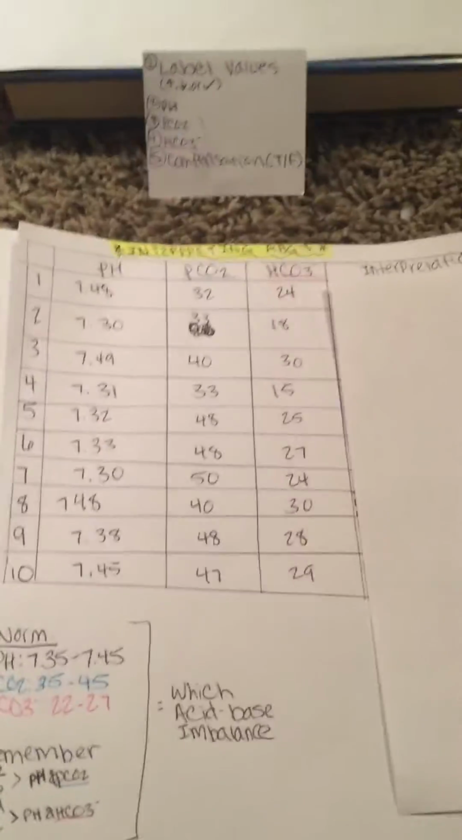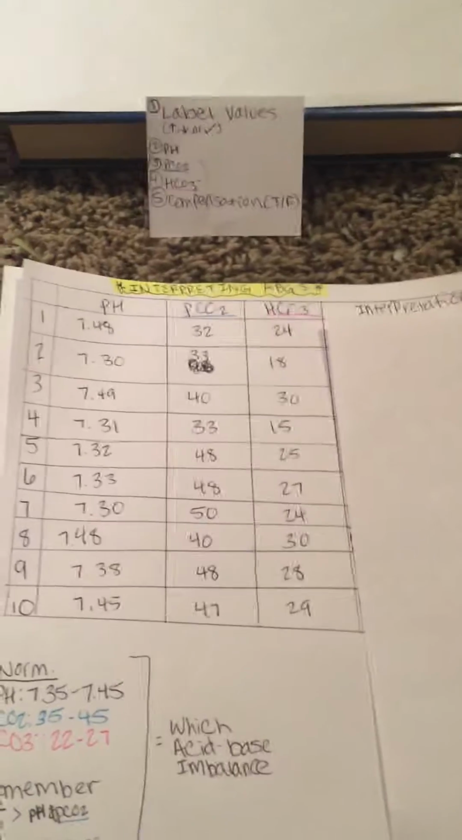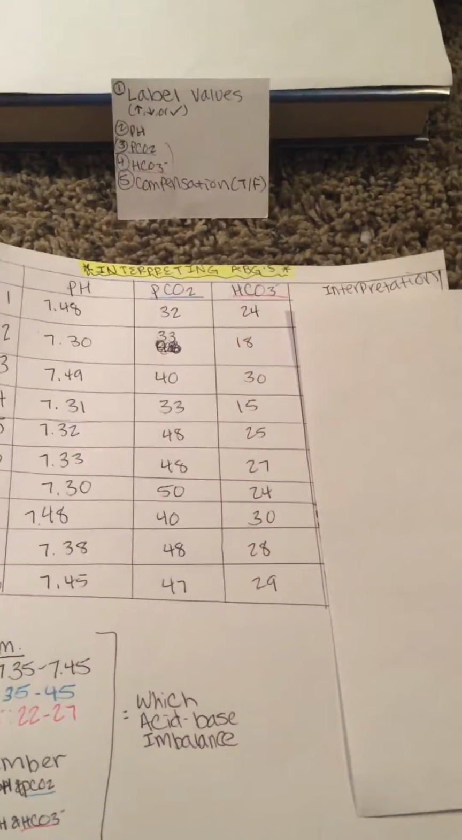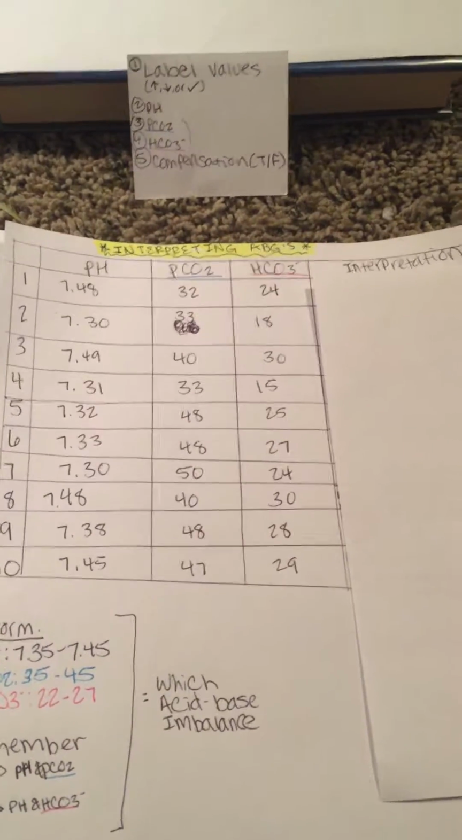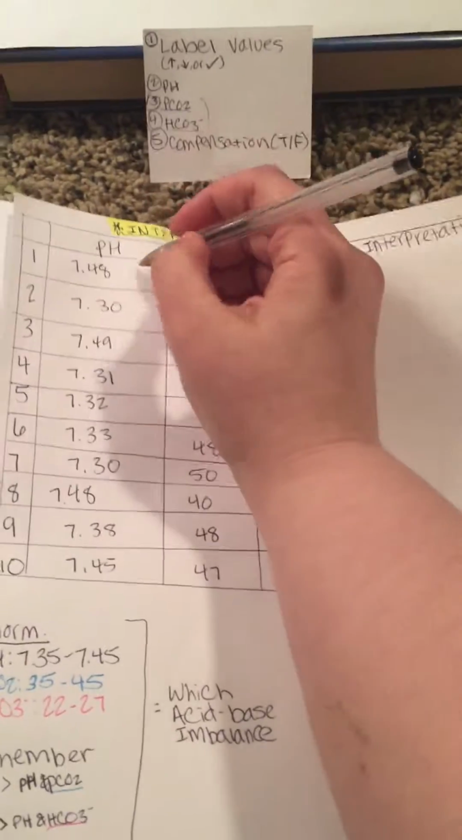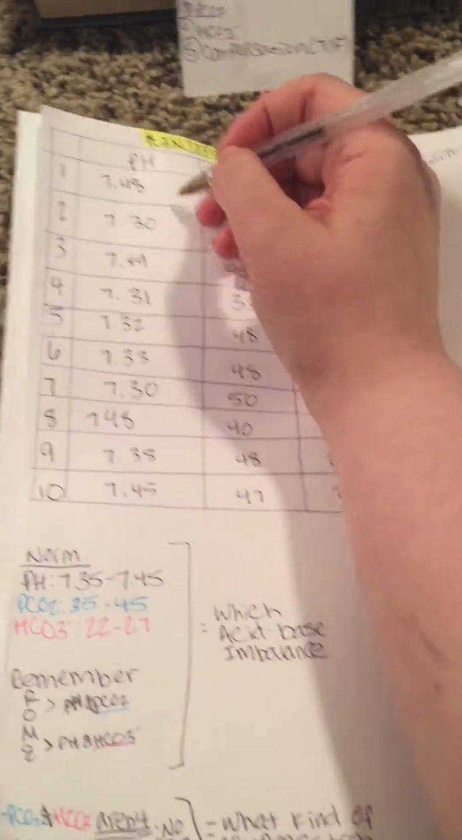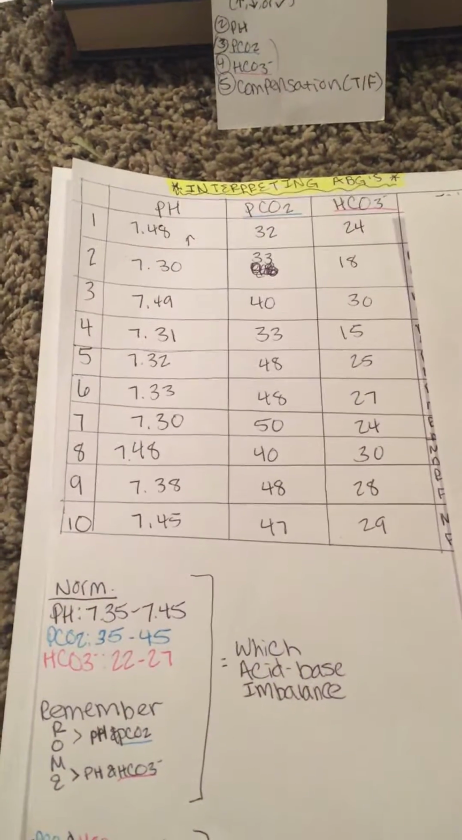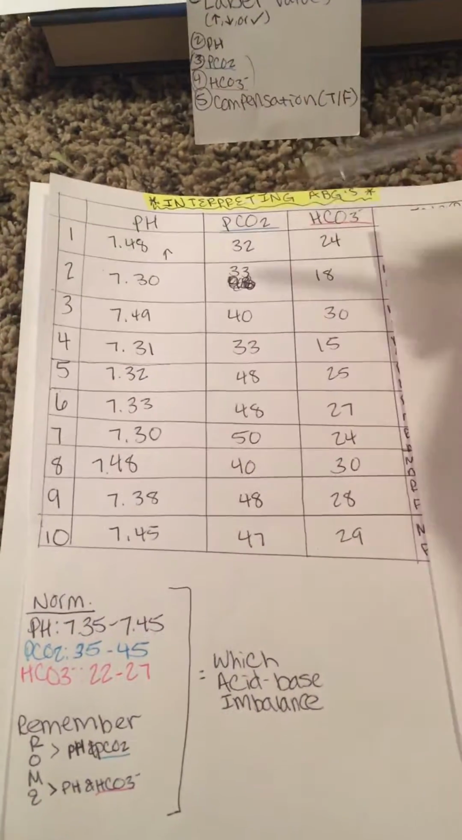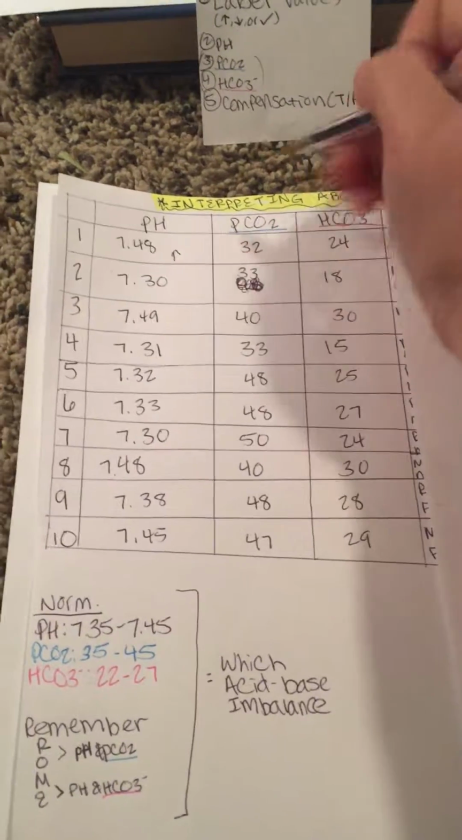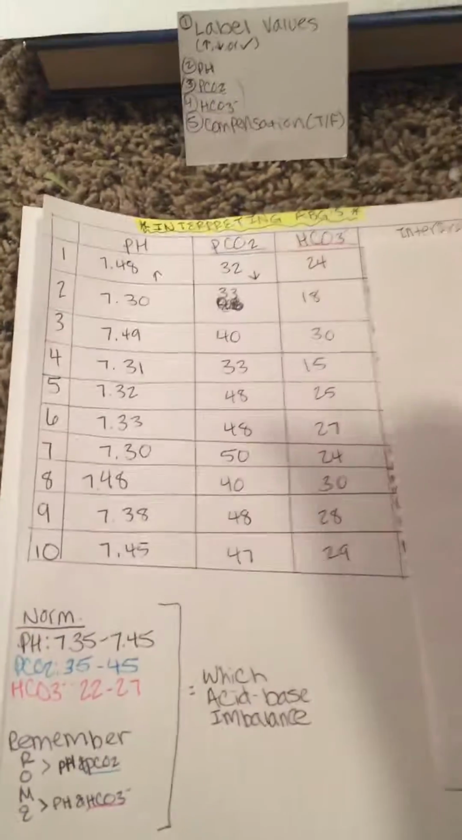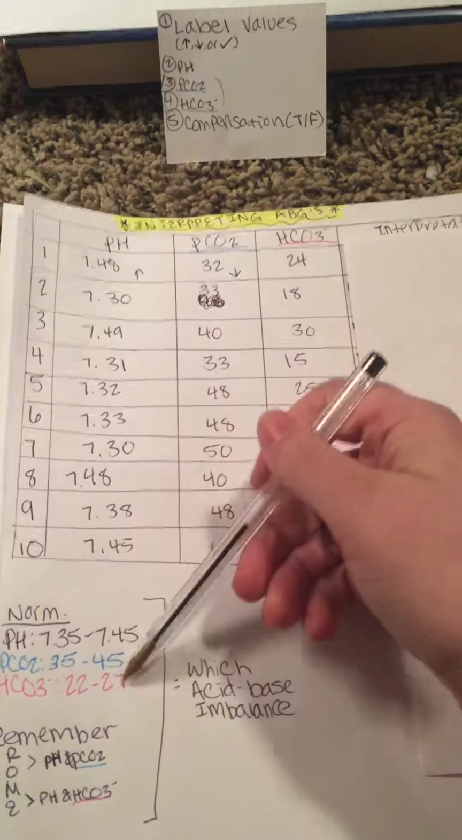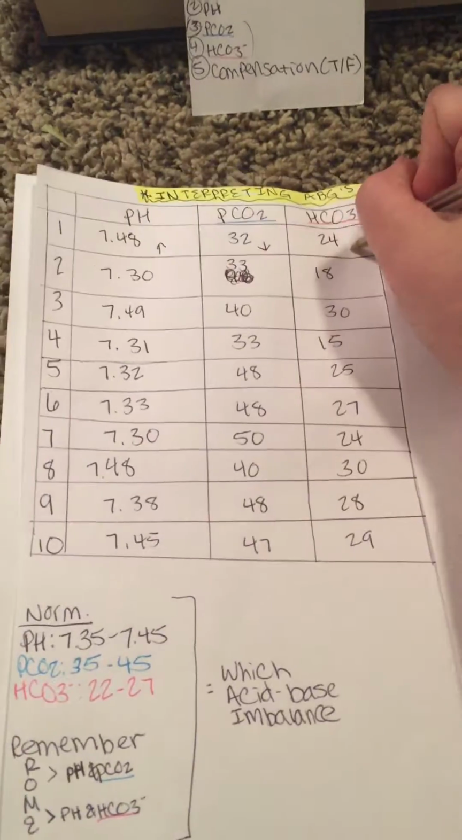Okay, first of all, I got some tips for you. So first step, label your values. Are they increased, decreased, or normal? So your pH here, all right, that's going to be high. And again, this is just a visual to help. Your carbon dioxide is low. And your bicarb is normal.